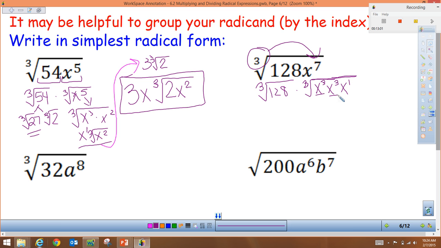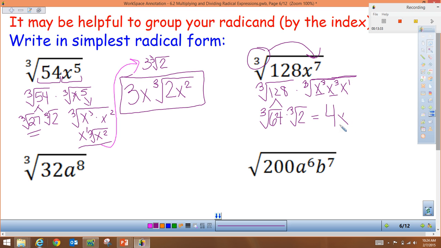All right, so let's work on this 128 here. Can we take cubed roots out of there at all? I'm thinking the answer is yes. We can take out the cubed root of 64 times the cubed root of 2. Okay, the cubed root of 64 is 4.